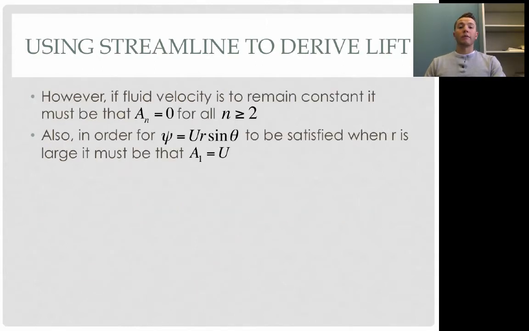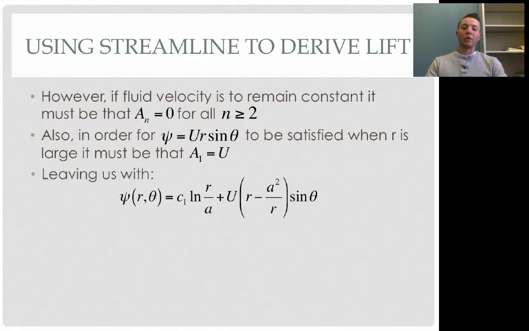However, our function psi describes the movement of our fluid, and in order for the fluid velocity to be constant, as we set up before, we know that we can't have an infinite series as we have described by our finite sum. If this were the case, the velocity of our fluid would blow up towards infinity. Therefore, all a_n, where n is greater than or equal to 2, must be equal to 0. Also, in order for that condition that we set up before, that psi equals U r sin(θ) when r is large, it must be that a1 has to equal U. That's the only way this is going to work. And that will leave us with this equation here.